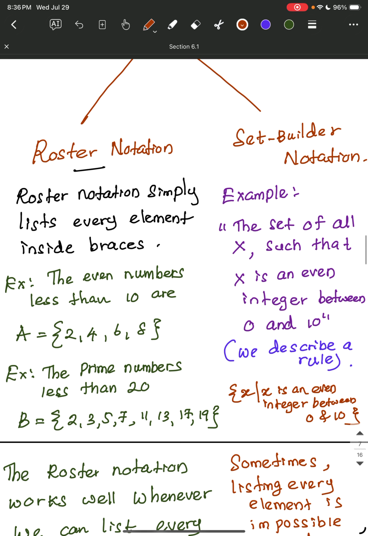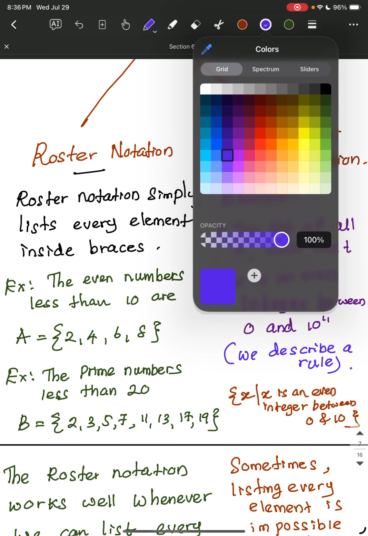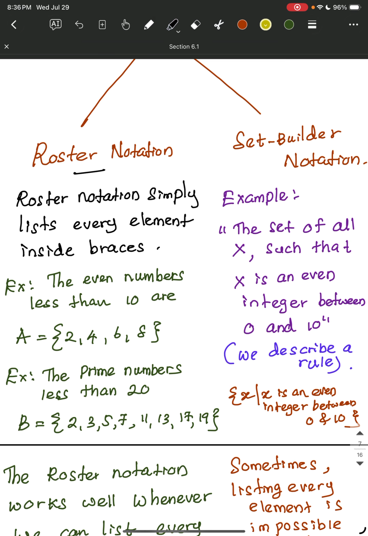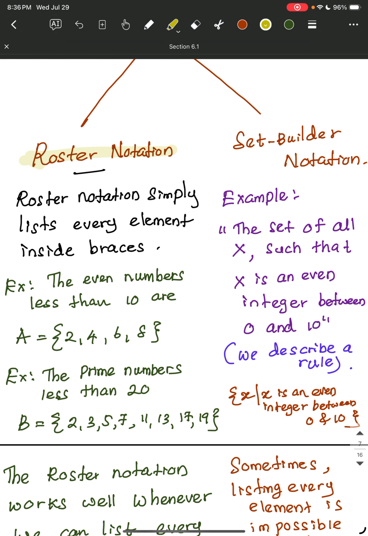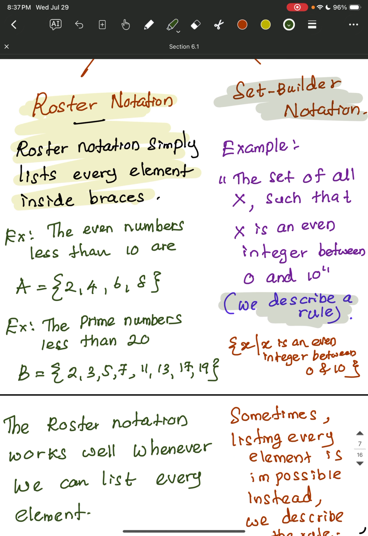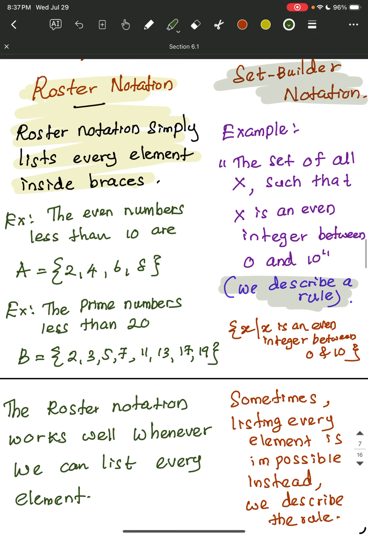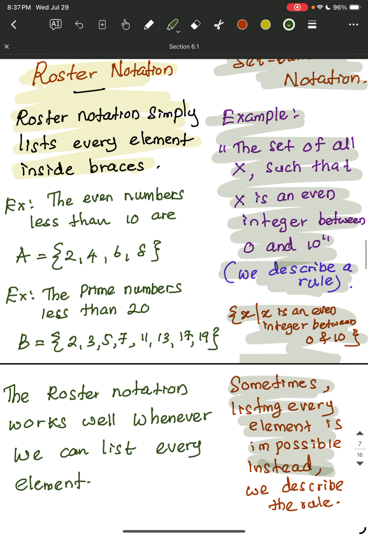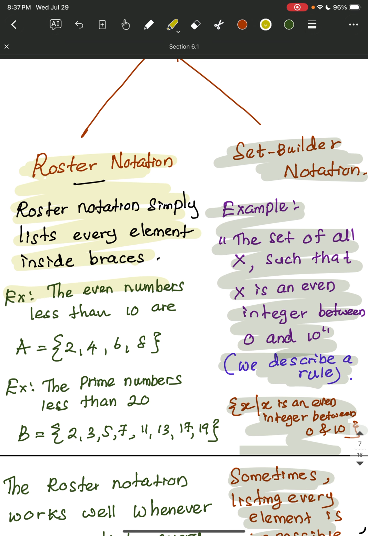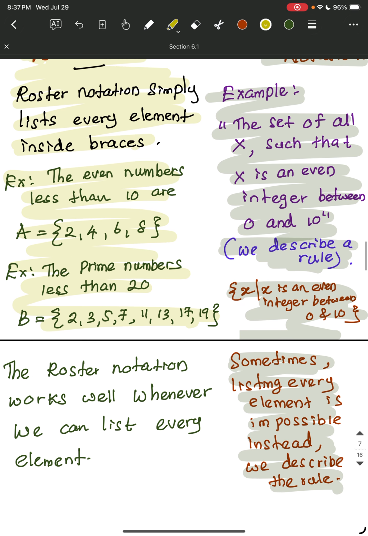Okay. Hope you understand the difference between the two notations: the roster notation simply lists every element inside braces, and in the set builder notation we describe a rule, because sometimes listing every element is impossible. Right? Okay. So I highlighted this area because you can easily find out the two different notations.